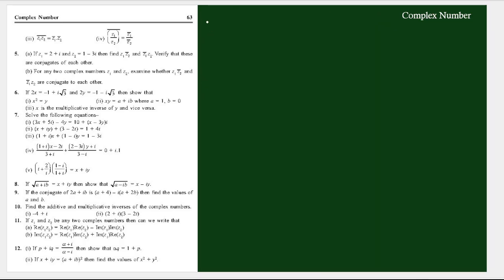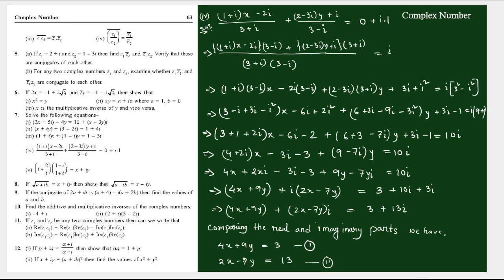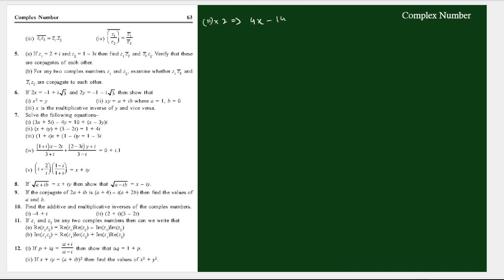So now equation 2 into 2 will become 4x. The 2x और क्या था? What is there? Minus 7. So 14y equal to 26. This is your equation number 3. Now from 1 and 3 minus कर देंगे. कौन बड़ा है? 3 बड़ा है ना, तो 3 minus 1 कर देंगे.